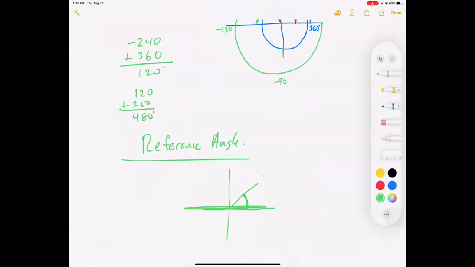So if I give you a 30-degree angle, well, isn't the reference just 30 degrees? Isn't it the same thing? But if I give you a 150-degree angle over here, what is the angle that brings you back to the x-axis? Or you could say always brings you back to horizontal. This is going to be 180, so the difference would be 30 degrees.